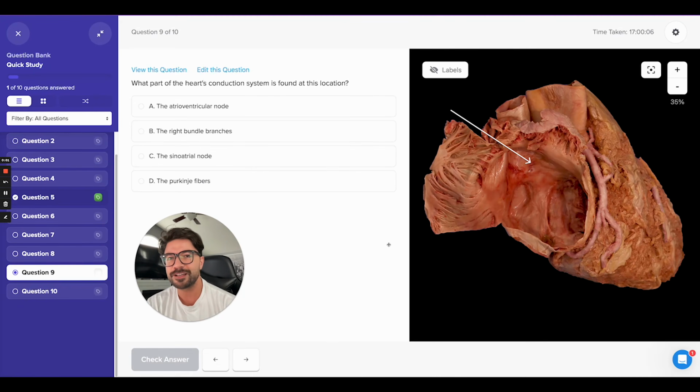Which part of the heart's conduction system is going to be found located within this region right here? John here from Med School Boot Camp, and in this video, I'm going to be walking you through this dissection, and we're going to be answering that question.